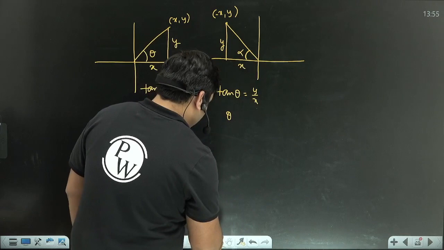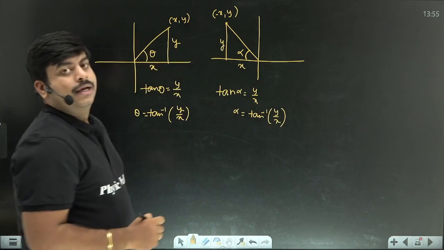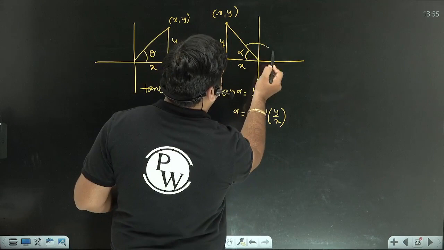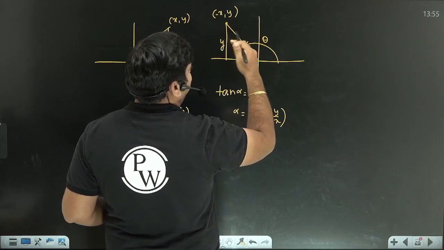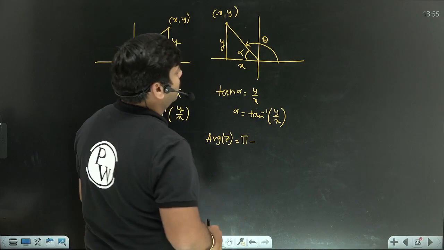So tan alpha is equal to y by x, alpha is equal to tan inverse of y by x. But now, what we do here is we take the angle pi minus theta. This alpha, so this angle now will become theta, which is pi minus alpha. So here, if you want to find the argument of z, we write it as pi minus alpha, right?